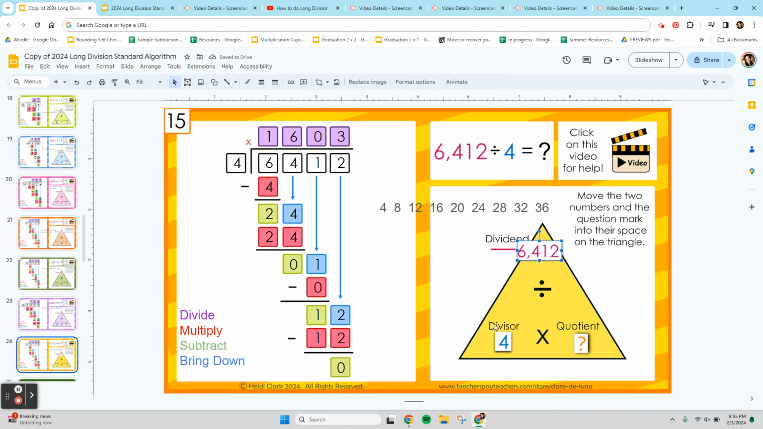So 6,412 divided by 4 is 1,603. And 1,603 times 4 is 6,412.